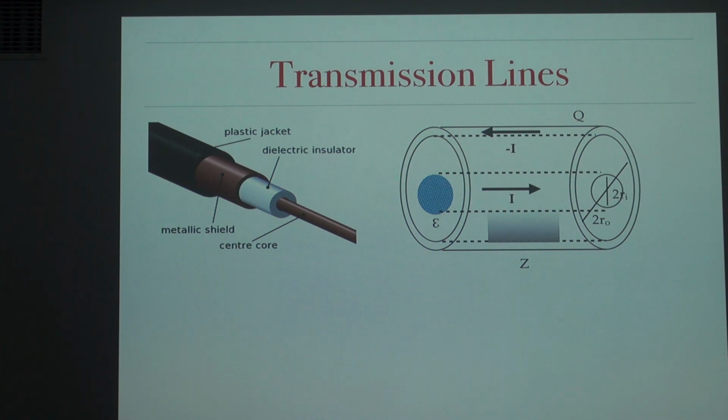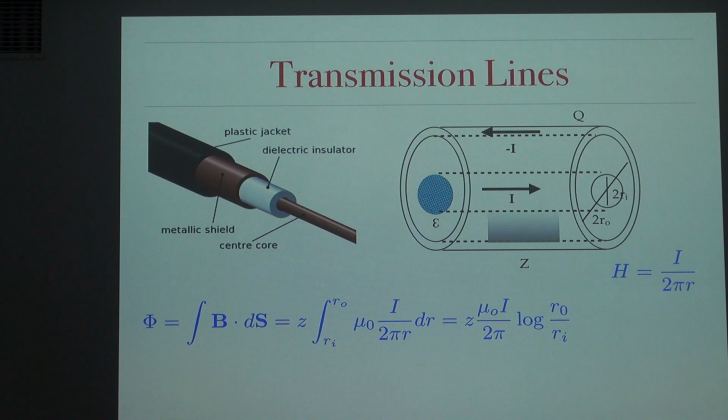The inner radius of the wire is R_i, and the outer radius is R_o. The length of the wire I will denote by the letter Z. Okay, so that is our construction. As we remember from the first lecture, the magnetic field generated by the current which goes via the center wire is proportional to the current I, and inversely proportional to the radius.